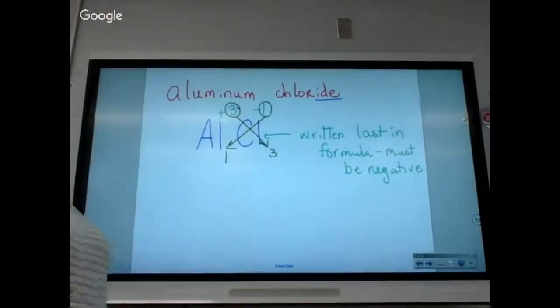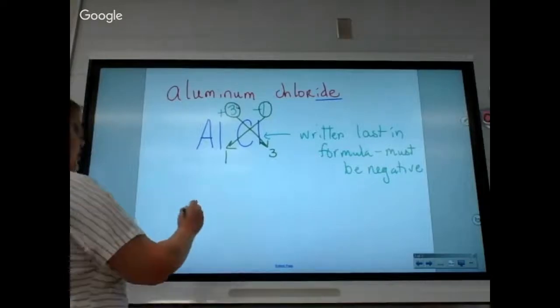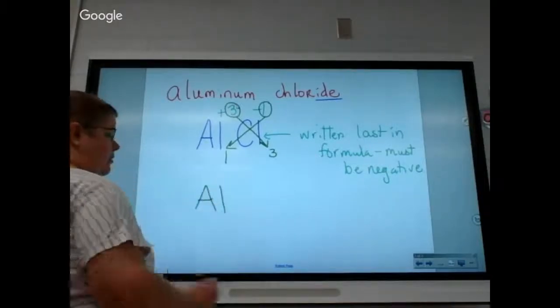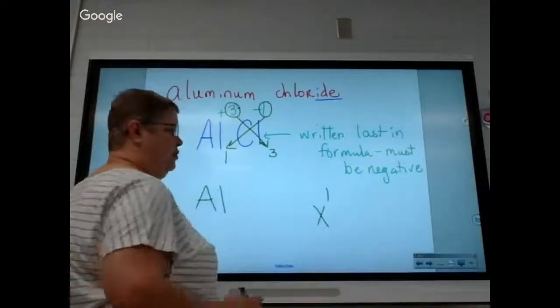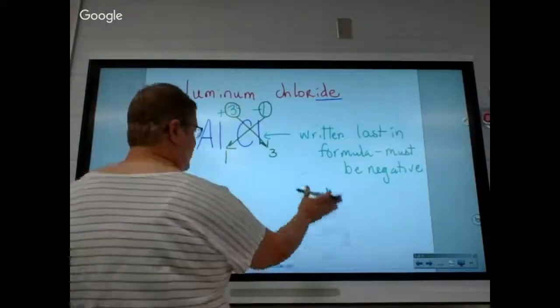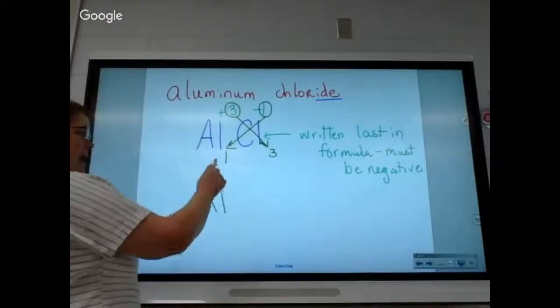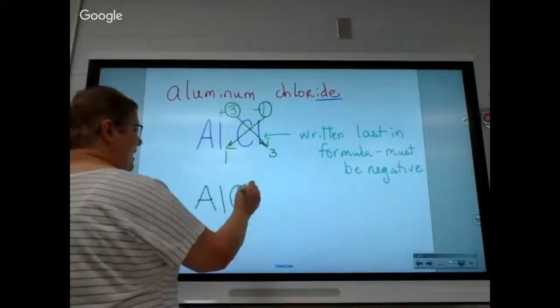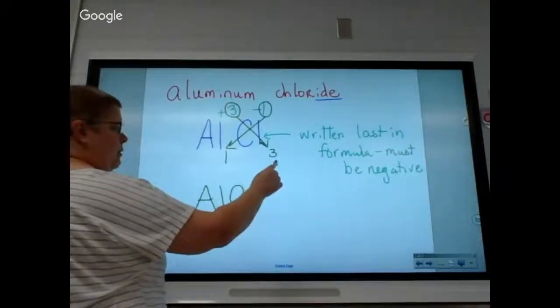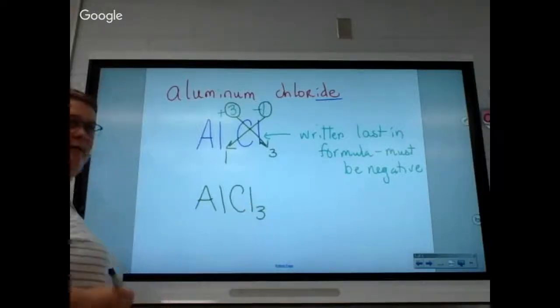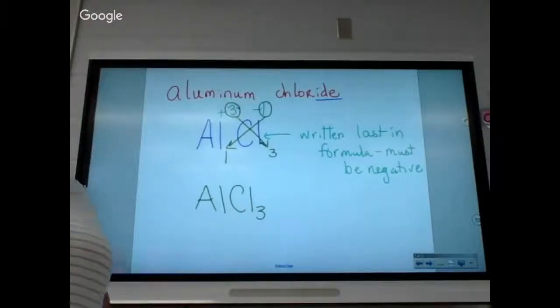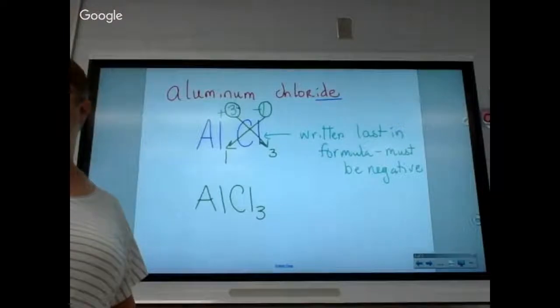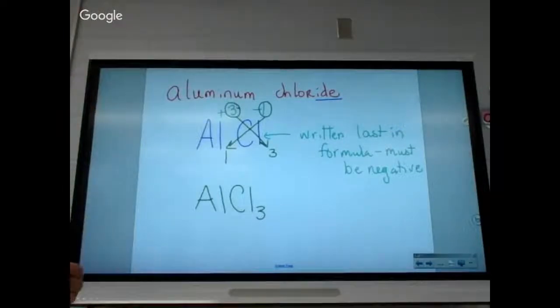So when I rewrite this, just like in math class, do you write X to the first or just X? Just X. Just like that in chemistry class. We don't write Al to the first, we just write Al. Cl has what subscript? 3. Then we write 3. Now I see what we're doing. You with me? Yes.